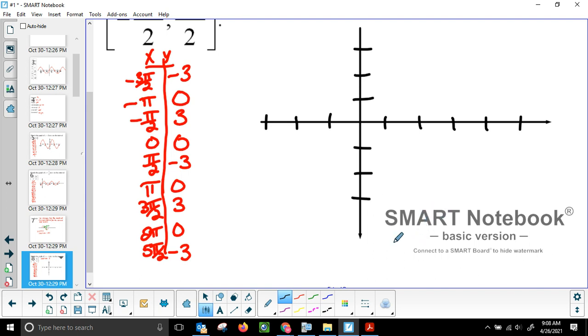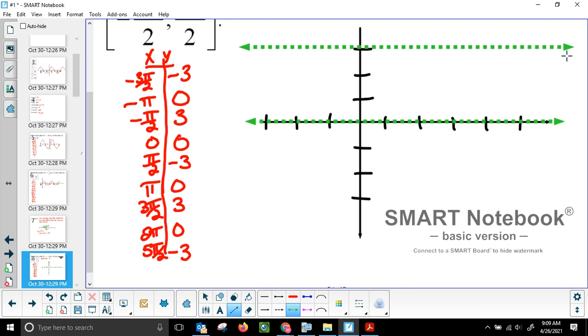typically what I like to do when I graph these is I use my baseline and the amplitude. As of right now, all of the ones that we've looked at, the baseline has just been the x-axis. We'll get to when that changes in the future, but for right now, we can just assume that the x-axis is the baseline. I like to put dashed lines at my baseline, and then I go up my amplitude, which we said is 3 here because my a was -3 and the absolute value of that is 3, and down my amplitude.